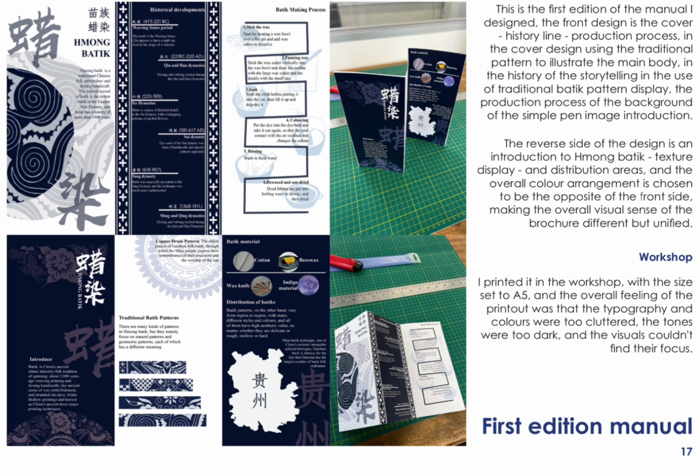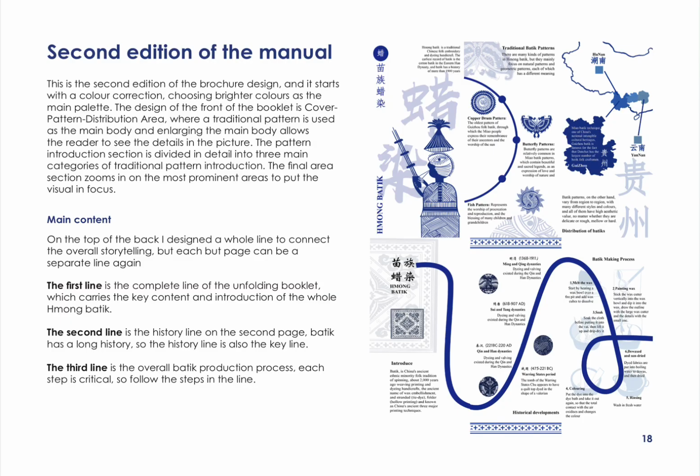When I printed them out at the workshop, I set the print size to A3 for the effect. I felt that the tone was too dark and the visual effect was too dull. So I designed the second edition of the manual. I tried to change the color to make the overall tone bright and added a one-line storyline to show the whole story of Miao batik.